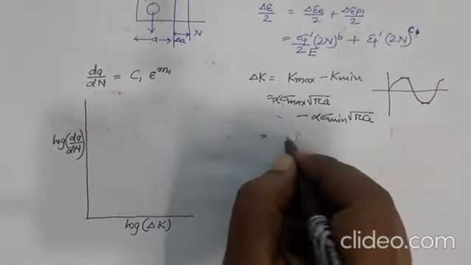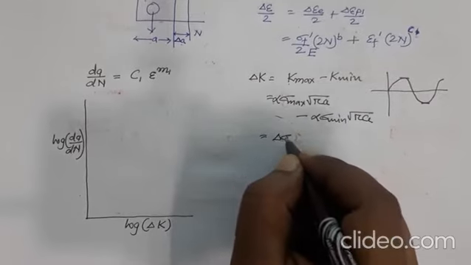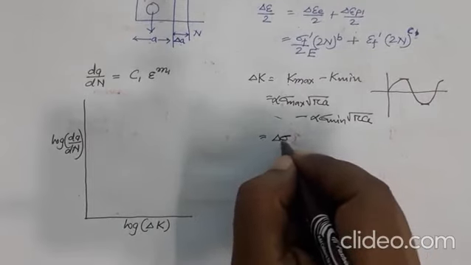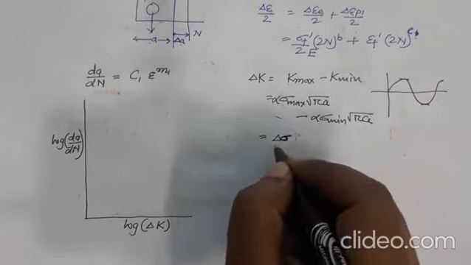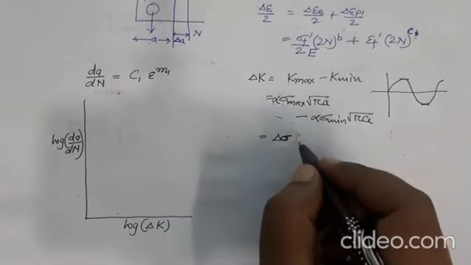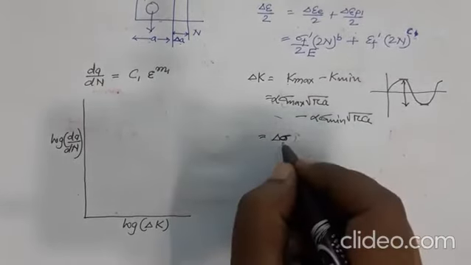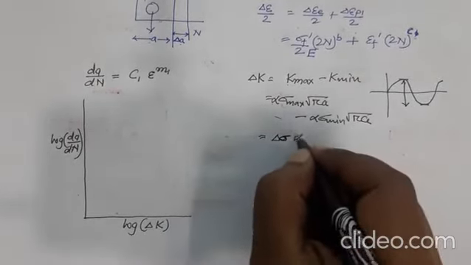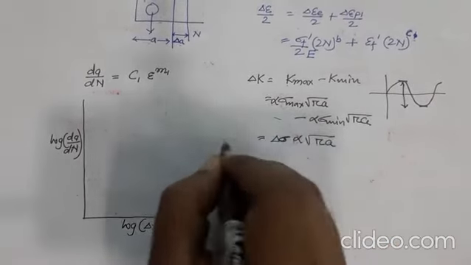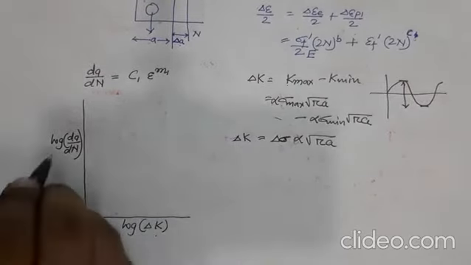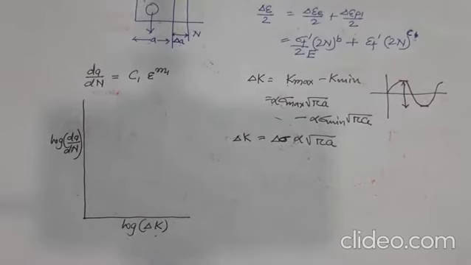Right? So this becomes delta sigma, also called sigma r, the range of stress, but I will write delta sigma, and delta sigma by 2 will be the stress amplitude. So this amount is delta sigma and half of that is the amplitude. So delta sigma into alpha into root over pi a, this will be our delta K. Okay. So we are plotting log of delta K versus log of dA by dN, and when we do that, we find a plot which looks like this.